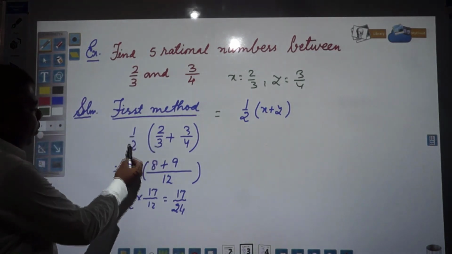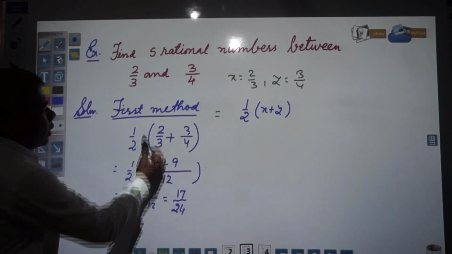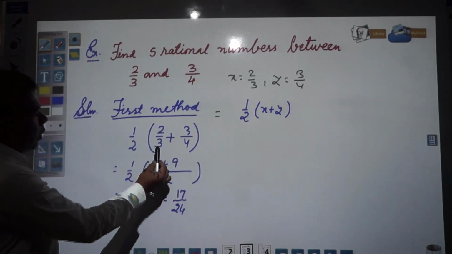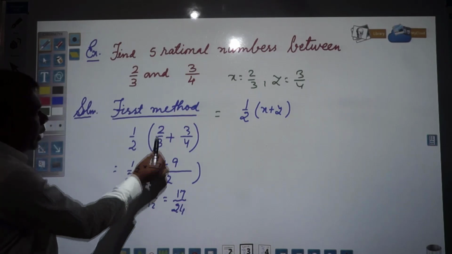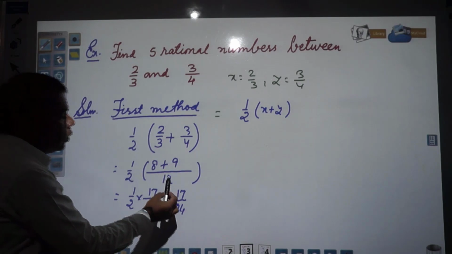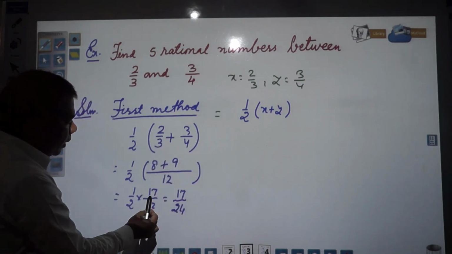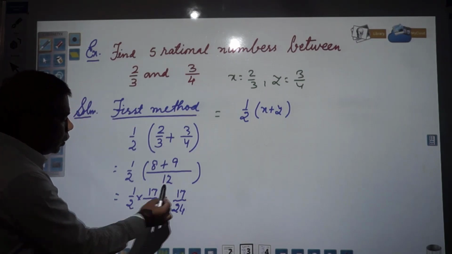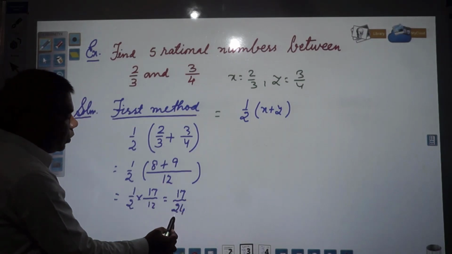So here you see 1/2 (2/3 + 3/4). Just add, simple fractional addition. The LCM of 3 and 4 has been taken as 12. 3 4s are 12 and 4 2s are 8, plus 4 3s are 12 and 3 3s are 9. So 8 and 9 become 17/12. So 1/2 into 17/12, we got 17/24.